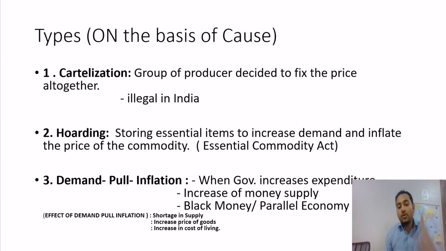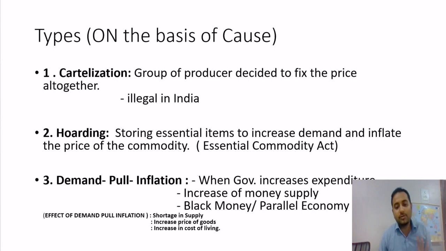So what are the reasons for demand pull inflation? That is too much money in the market. And from where does the money come? When the government increases its expenditure, then there will be demand pull inflation. When there is an increase in money supply, and when black money or the parallel economy is the source of money in the market, definitely people will not prefer to save it in bank accounts, right?